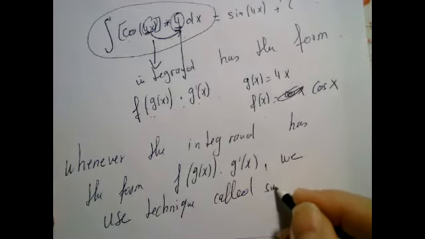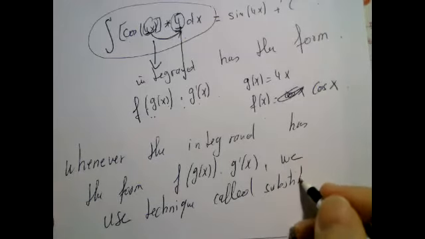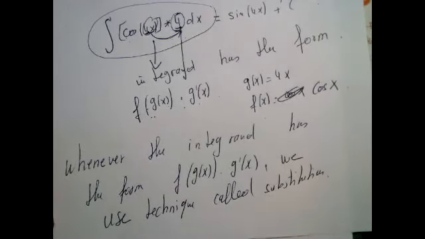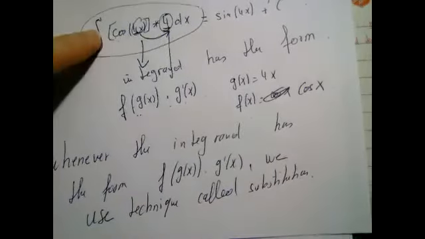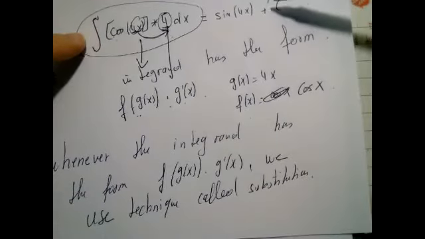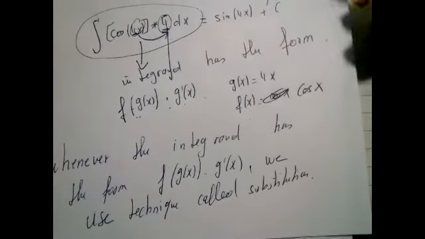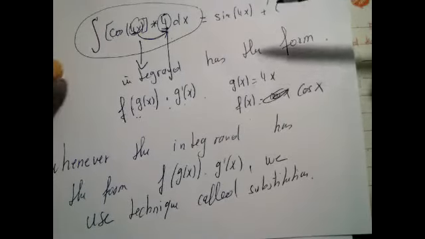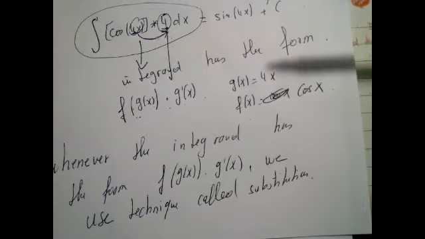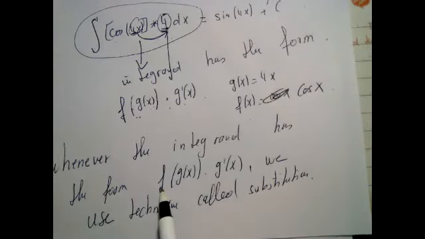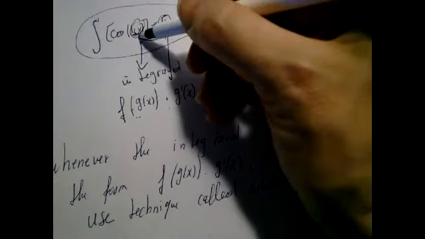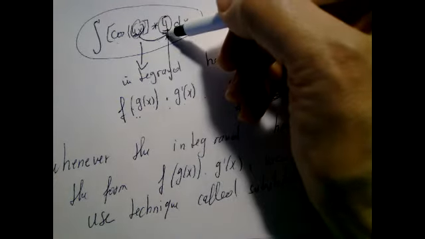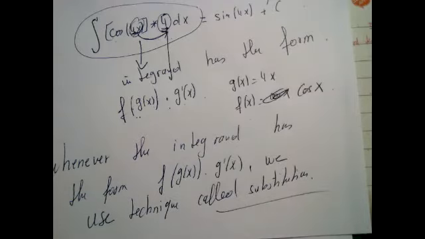Called substitution. Okay, right? So because in this problem, we kind of guessed sine for x because it was clear from the problem, but a lot of time we cannot really guess as easy. But whenever the integrand has this very specific form, f of g times g prime, meaning I have an inside and the derivative of the inside is part of the integral, we're going to use a technique called substitution.